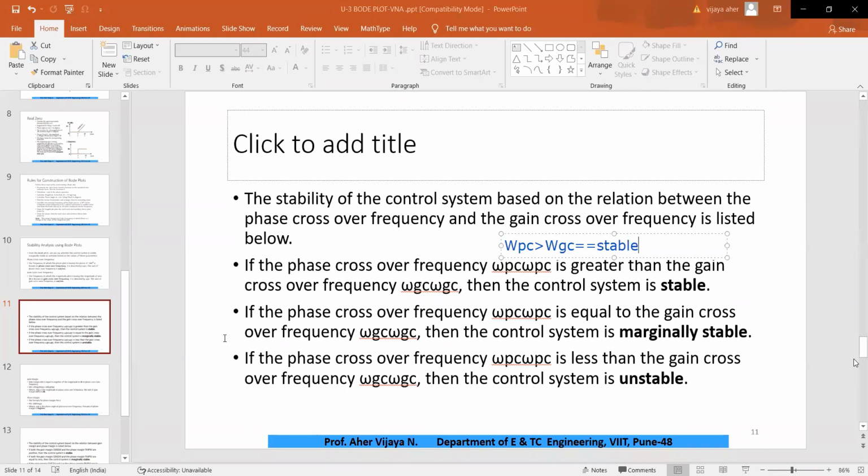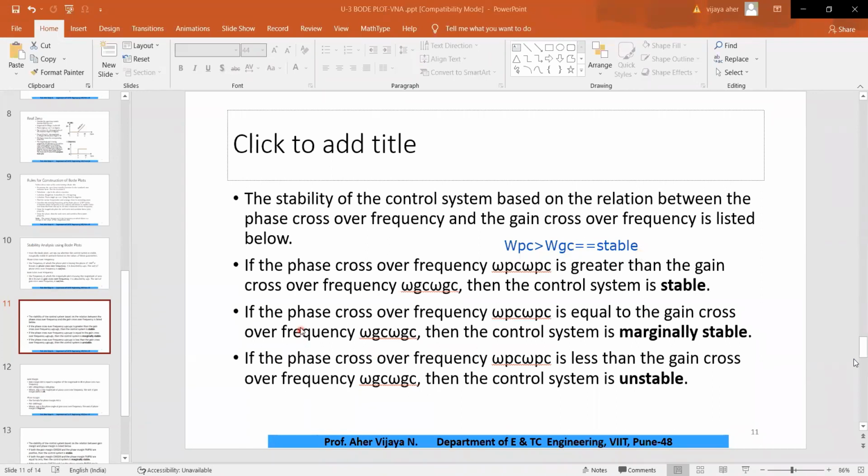First condition, if this relation is satisfied, you have to find out first of all the phase crossover frequency, then the gain crossover frequency from the Bode plot. And if the phase crossover frequency is greater than the gain crossover frequency, then at that time you can say the control system is stable in nature. Okay, now what is the second condition?